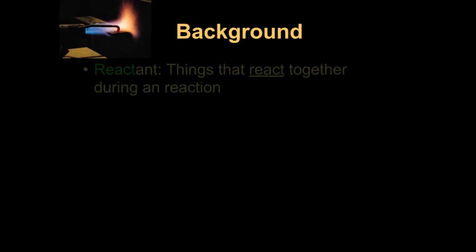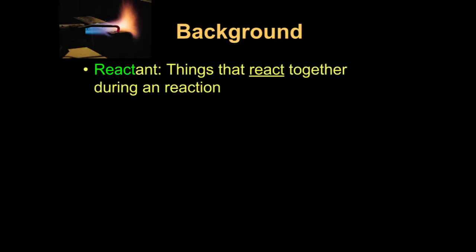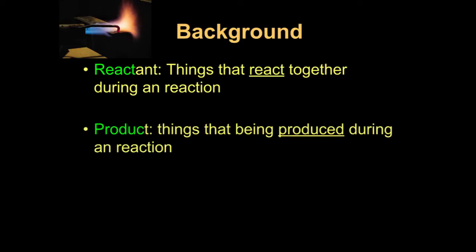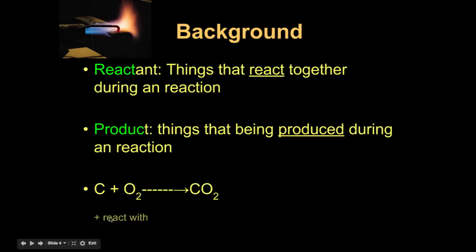Another background information is that reactants are the things that react together during one reaction, and the products are the things that are being produced during one reaction. So for example, in here I have a carbon react with oxygen that produce carbon dioxide. So whenever you're looking at one equation, for example, this chemical compound equation, the plus, usually you read it as react with, and this long arrow thing, you use it to say produce.